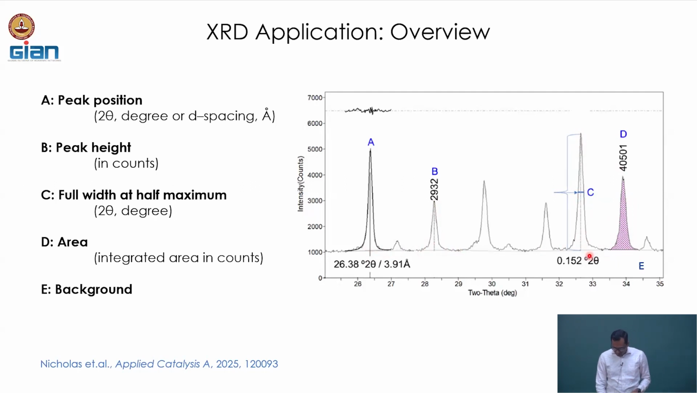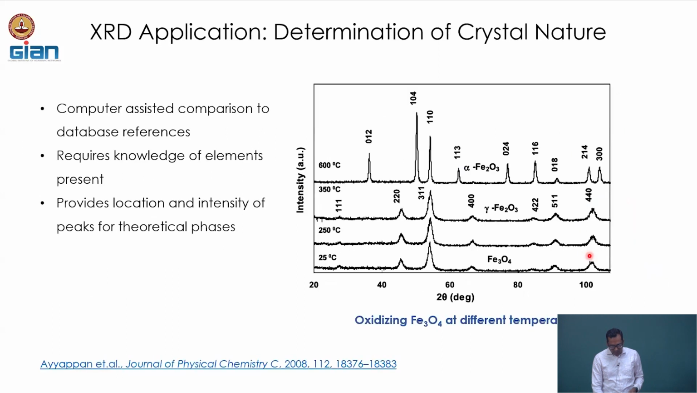Let's look at some of those things, how XRD can be used in different ways to get information relevant to the crystalline structure of the material. So the most common use of XRD is to determine the crystal nature.